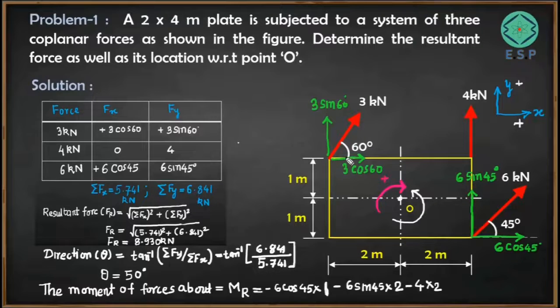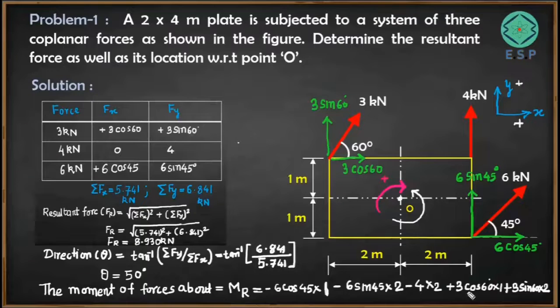So 3 cos 60 and the distance from point O is 1 meter. I'll be writing plus 3 cos 60 into 1 meter. And it is positive because of the clockwise rotation. This particular force, 3 sin 60, will also rotate the plate in the clockwise direction, so that is also positive. So this is going to be 3 sin 60 into this distance, which is 2. So 3 sin 60 into 2. Now all the forces have been taken care of. So the moment due to all these forces is this particular value.